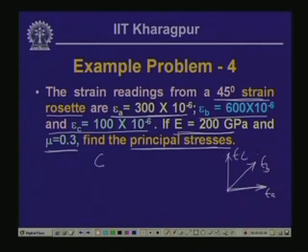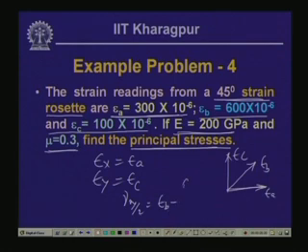And as we have seen, epsilon x is equal to epsilon A, epsilon y is epsilon C, and gamma xy by 2 is thereby equal to epsilon B minus epsilon A plus epsilon C by 2. Now, from this we can get the values of epsilon x, epsilon y and gamma xy, and we can compute the values of the stresses.